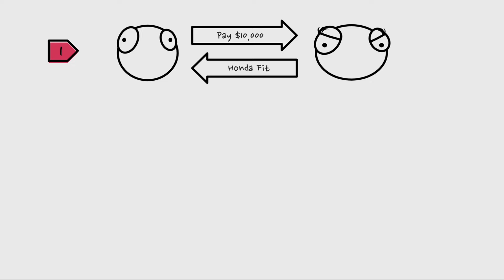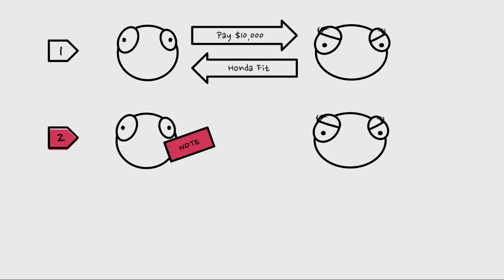Suppose we have Barb and Bob. They have an underlying transaction where Bob is promising to pay Barb $10,000, and in return, she is promising to deliver to him her Honda Fit. Okay, so we have a very simple contract, right? A very simple contract. It's the underlying transaction here.